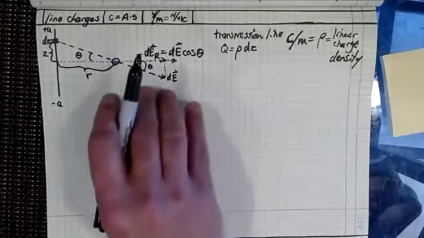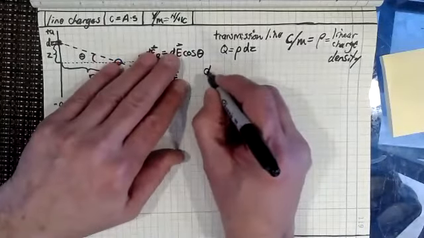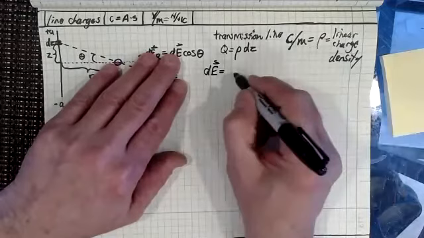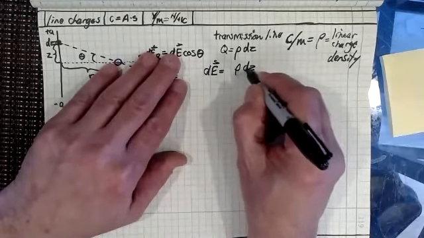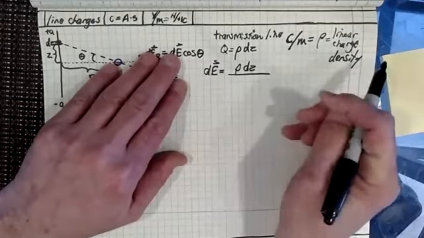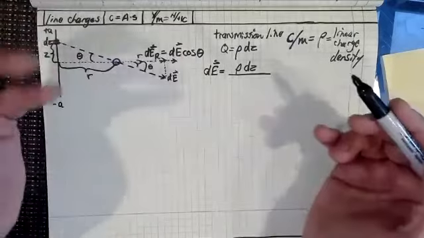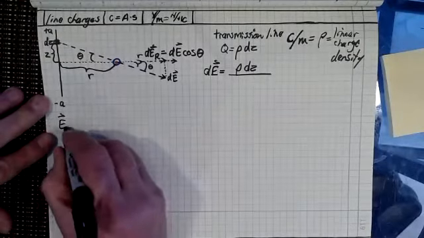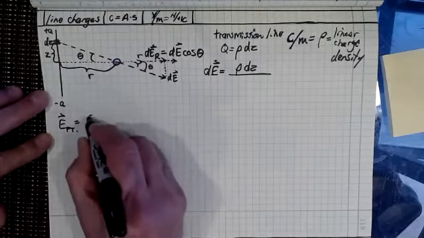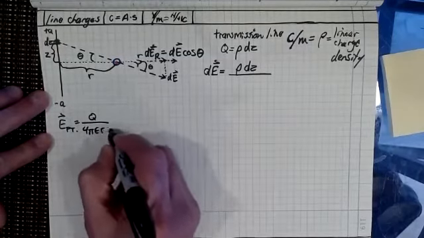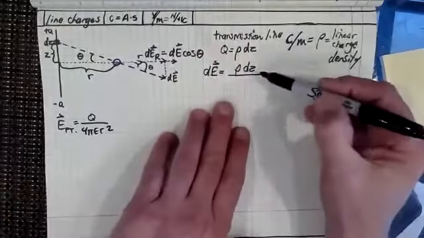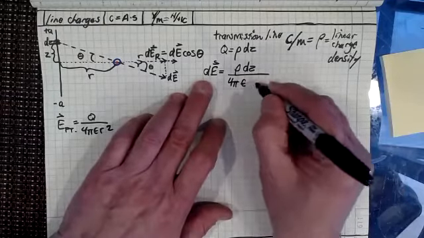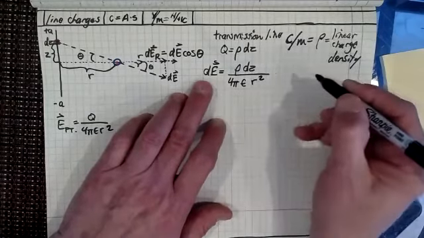Okay, so when we want to find out what dE is, we want to look at the charge that's going to be there. So it'll be the charge density times that short little piece, that's going to be our Q. I'm sure that everybody remembers when we were looking at electric fields for point charges. I'll just put that down here. For point charges, it was just Q over 4 pi epsilon r squared, right? So that's all I'm doing here. The Q now is rho times dz. And then at the bottom, I still have 4 pi epsilon r squared.